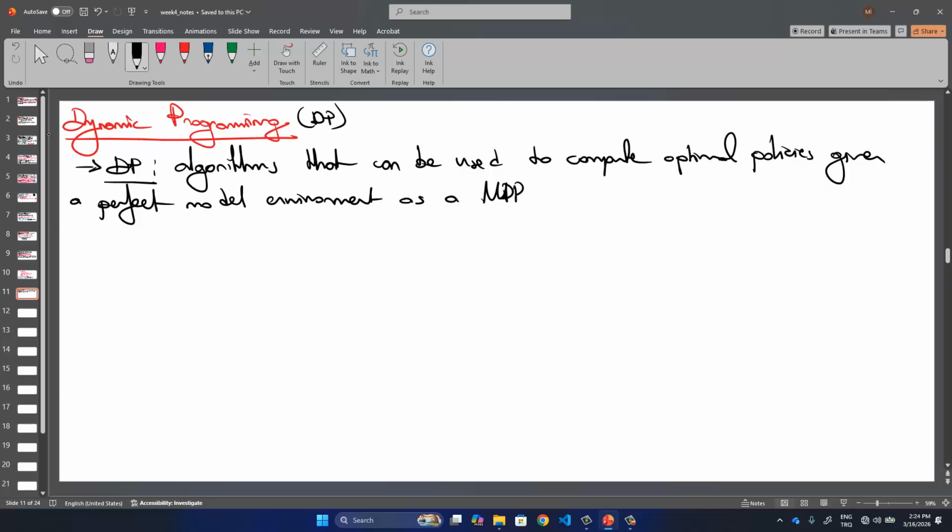So, in this case, what is the perfect model? Perfect model means x dot equals Ax plus b. We know the A, we know the b, we have the perfect model. Okay? That's it.